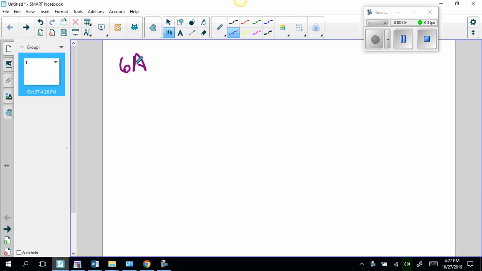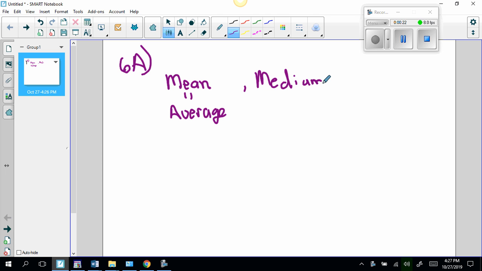6A, I think you're going to love. It's mean. Hey, let's get right after that. That's average. Median and mode. Surprisingly, even though they're simple, there's quite a bit of power derived from mean, median, and mode. We're studying data now, and I think you're going to really like it.